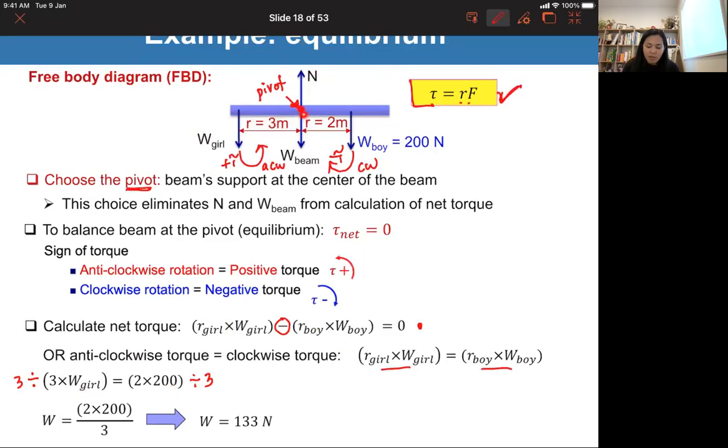Right, and then if it's an equilibrium situation, then the anti-clockwise torque that's generated by the force should be equal to the clockwise torque that's generated by the force. And then that's where you use the equation torque equals moment arm or lever arm times force to find whatever is being asked in the problem.